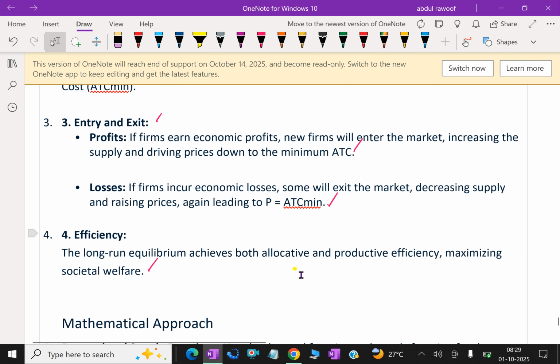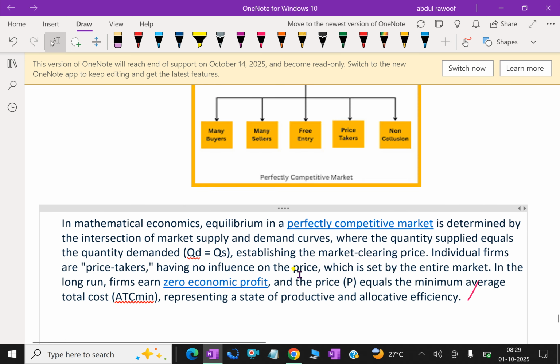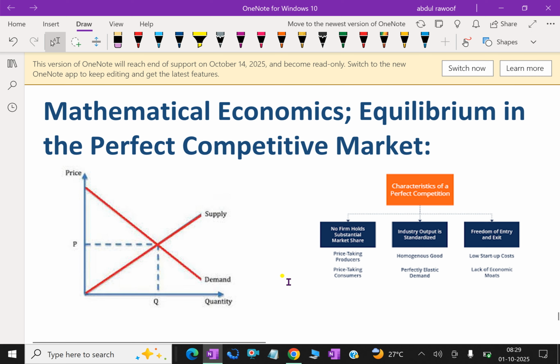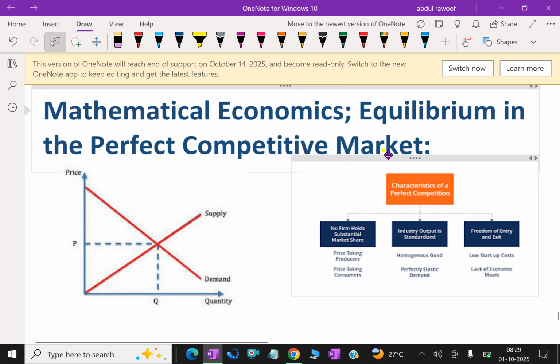So far we discussed, in mathematical economics, equilibrium in the perfect competitive market.